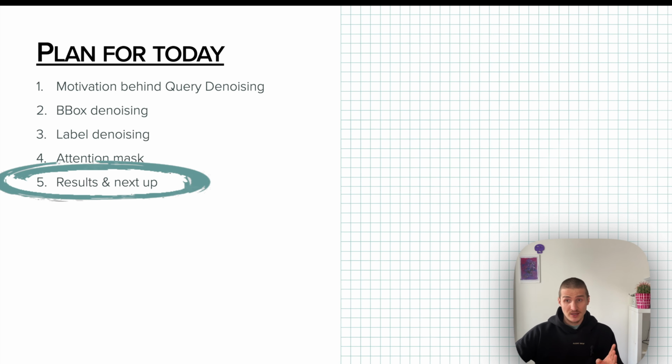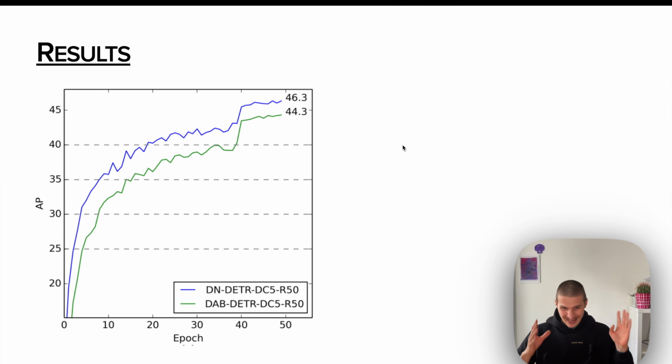Now let's discuss the results. First of all, and I love images like this, it trains faster and it achieves better results than the previous model, the DAB-DETR in our case. So here we see the result on top of the original DAB-DETR, but both of these models, DAB-DETR and DN-DETR, are also very well combined with Deformable DETR, and that achieves even better results.